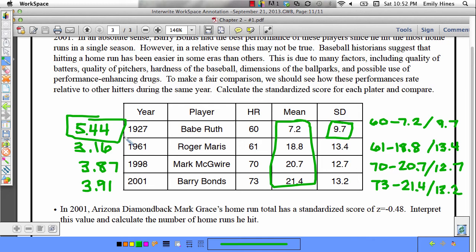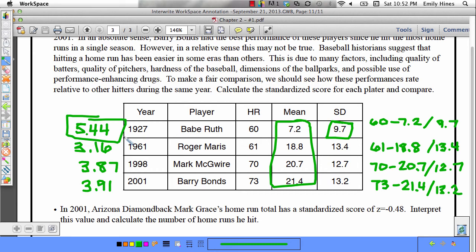So we can say that even though he has not hit as many home runs as Barry Bonds or Mark McGwire or Roger Maris, Babe Ruth's home runs probably meant more because they were harder to come by, which is why he is so far above the mean in terms of standard deviations.